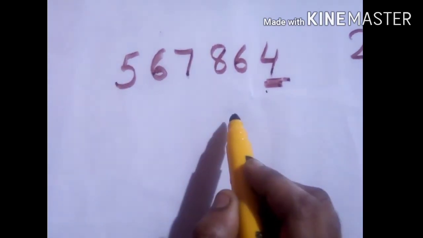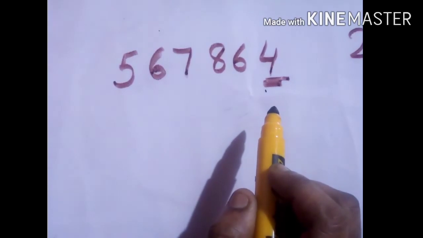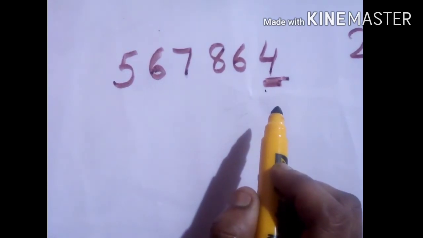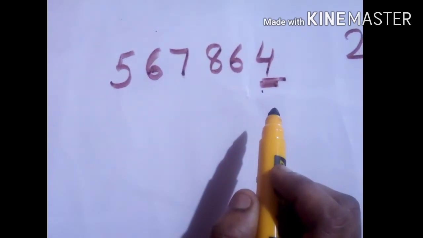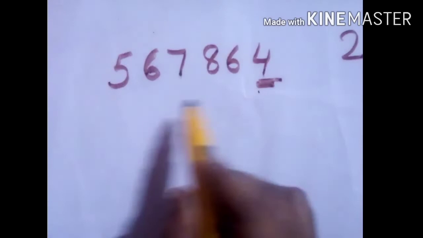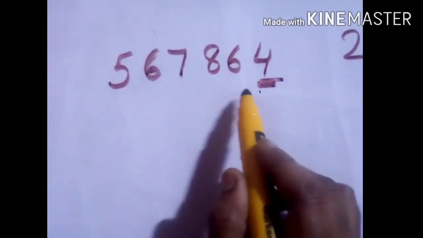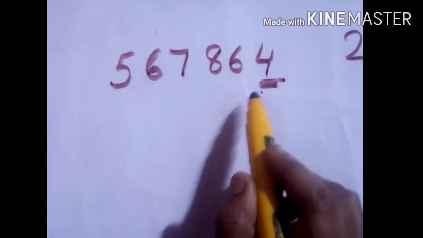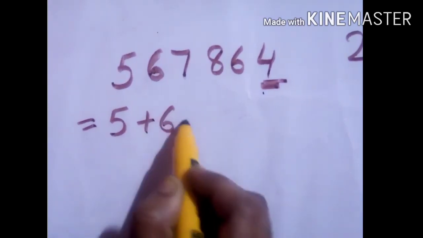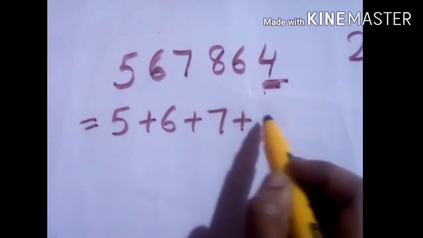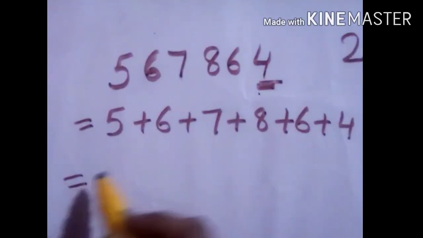Next we have to check the divisibility by 9. For that, what is the divisibility rule of 9? The divisibility rule of 9 is if the sum of its digits is divisible by 9, then the whole number will be divisible by 9. So let us check the sum. 5 plus 6 plus 7 plus 8 plus 6 plus 4. Let us see what is the answer.